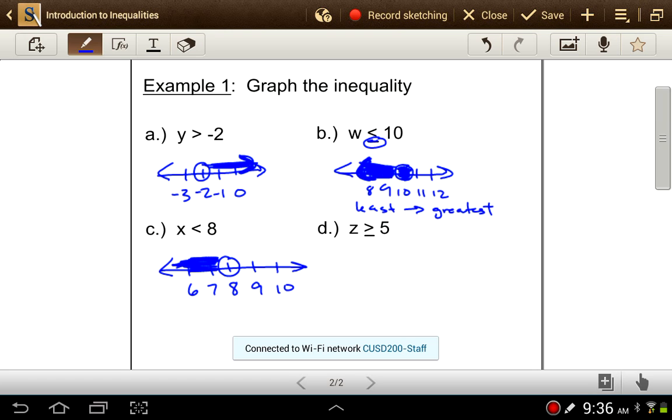Which numbers are less than 8? Well, 6 is less than 8. 7 is less than 8. Okay, that makes it true. If I were to put in 9 is less than 8, is that true? No, that's not true. That's why I don't shade in the 9 and the 10.